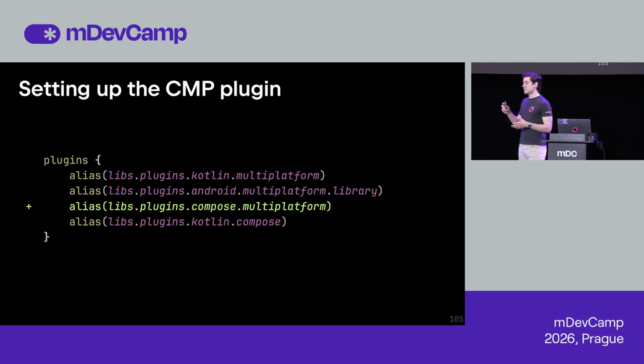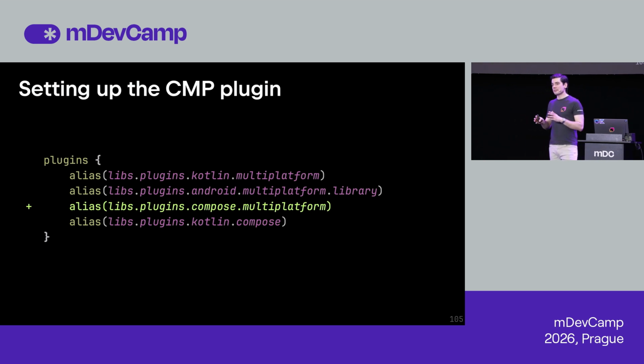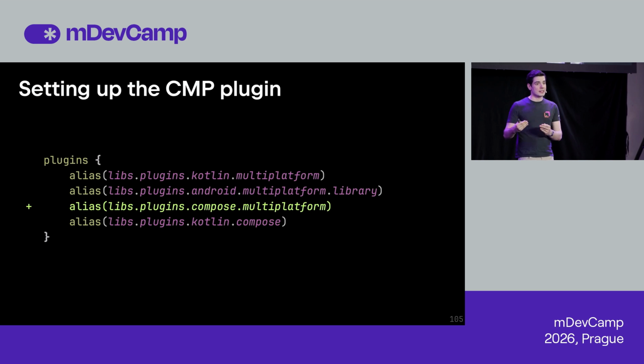Right. So that's the KMP part of the setup, bringing us to a Kotlin Multiplatform library that targets Android. And now we go to the UI sharing part on top of that.